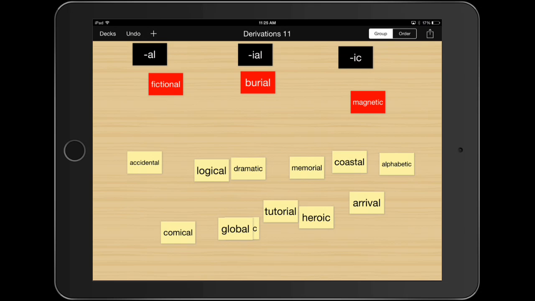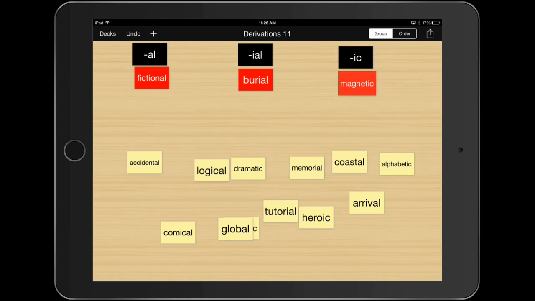you're going to place the words that have the suffixes AL, like fictional, IAL, like burial, and IC, like magnetic, underneath the proper suffixes. So once again, the three suffixes this week are AL, IAL, and IC. So all of these suffixes basically suggest words that are associated with the base word.